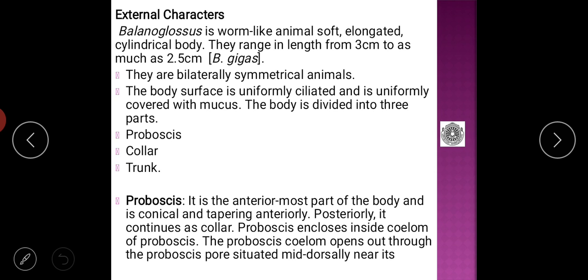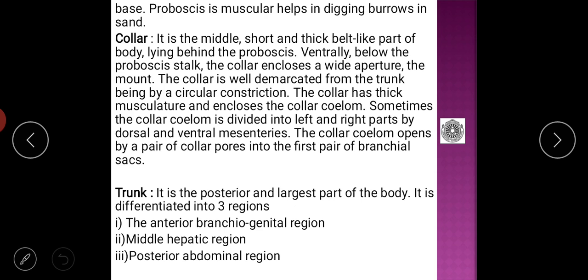Proboscis is the anterior most part of the body and is conical, tapering anteriorly. Posteriorly, it continues as the collar, and the proboscis encloses the coelom of proboscis. The proboscis coelom opens out through the proboscis pore situated mid-dorsally near its base. Proboscis is muscular and helps in digging burrows in sand.